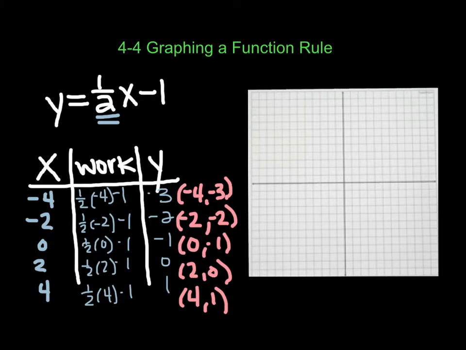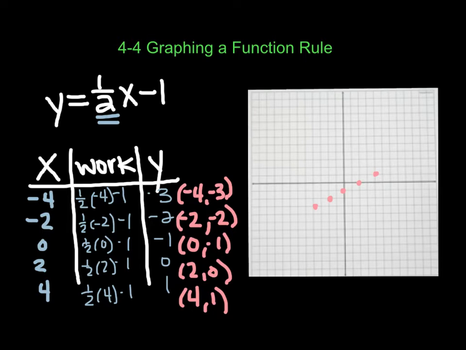So you have -4, -3, which is right here. You have -2, -2, which is here. 0, -1, 2, 0, and 4, 1. And you can see that this makes a line.